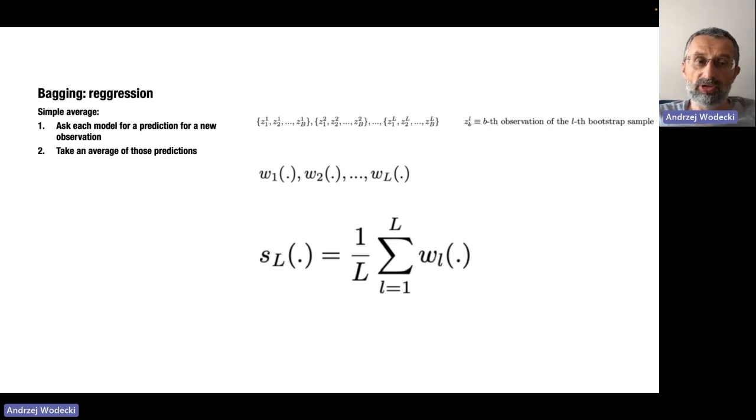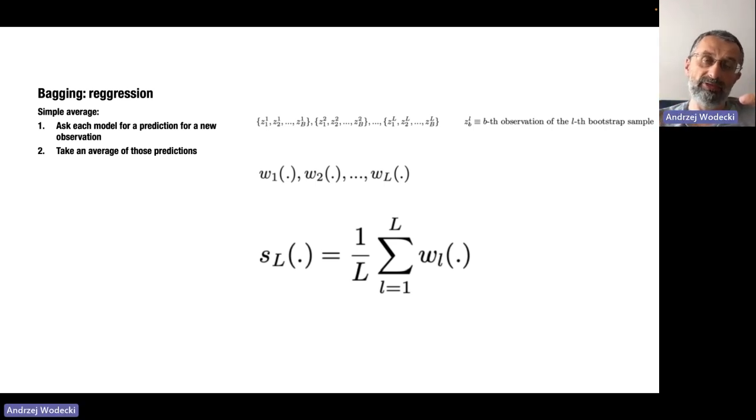Yes, so the procedure is the following: ask each model for a prediction for a new observation. So once again, in practice, imagine that we have a problem of price estimation in the housing data set. Okay, so we have created 10 different models specializing in prediction of the price for a given flat with different hyperparameters. So the goal is that when I have a new flat in my database, what I want is the price prediction.